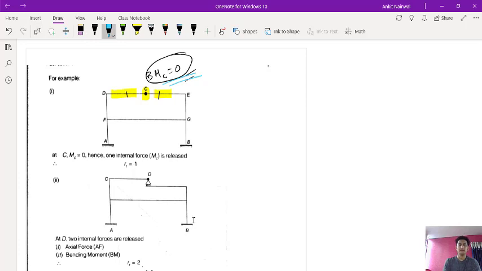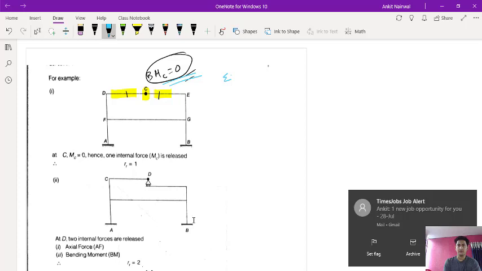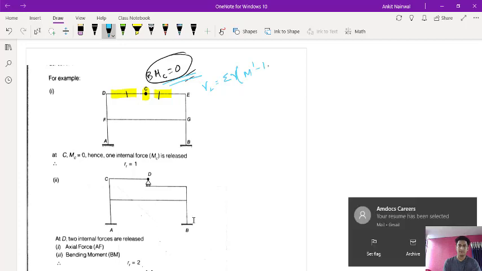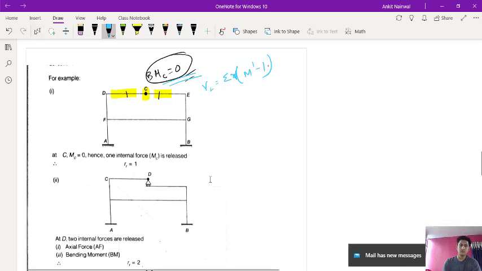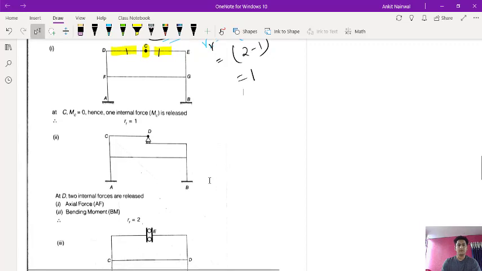This is the additional equation we know. For that there is a formula that I have told you, based on summation of m dash minus 1 for calculating RR. We will put the values here. For putting the value, RR, the number of reactions released, will be 2 minus 1, which equals 1.